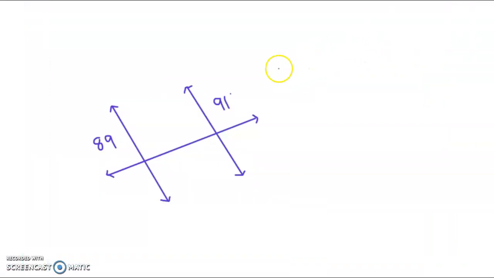So let's say that I have two angles, one is 91 degrees and another one is 89 degrees. By looking here, we can see that the vertical angle to this 89 degree angle would be right here. The corresponding angle to 89 would be over here. The alternate exterior angle would then be over here. We can also say that the corresponding angle to 89 would be over here.